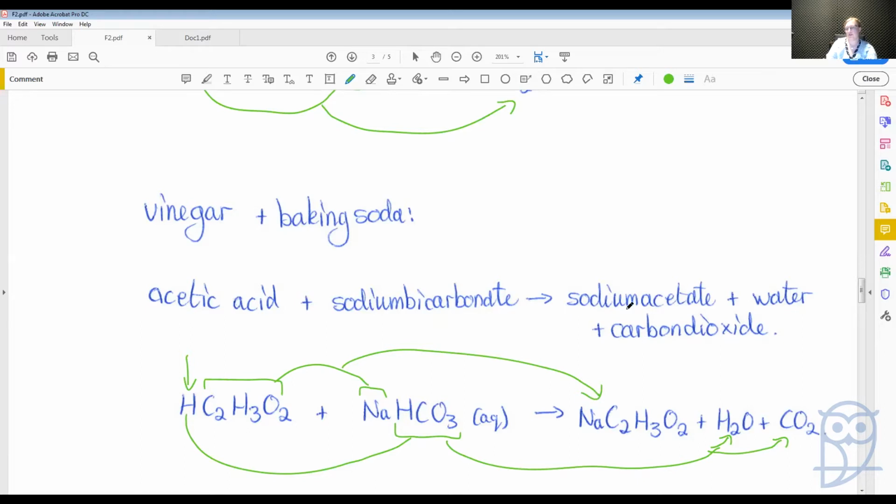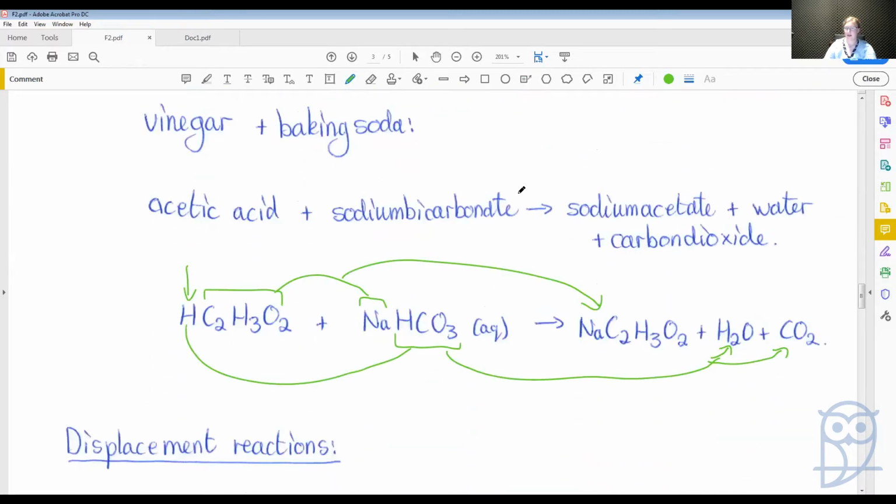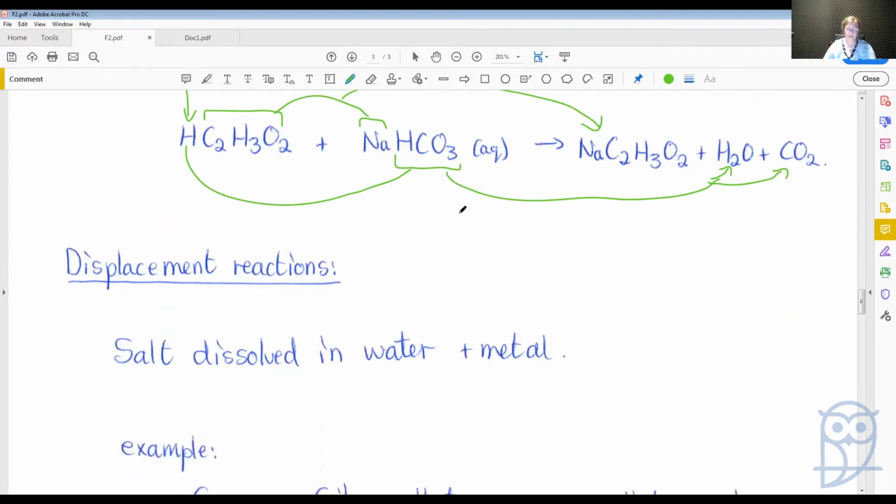So this specific reaction, you guys will not need to know. You guys need to know these kinds of reactions. An acid and an alkali gives you a salt and a water. But now you know where the carbon dioxide comes from when you mix vinegar and baking soda.